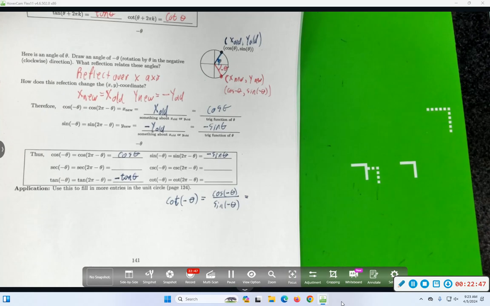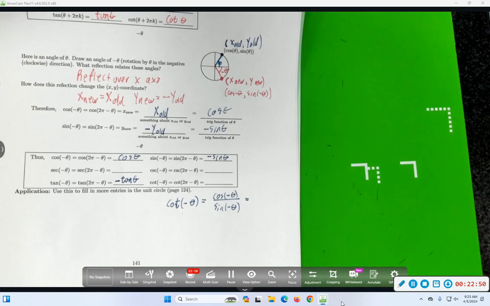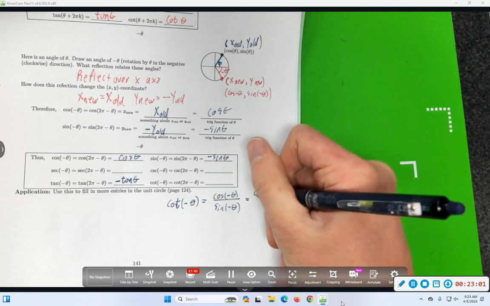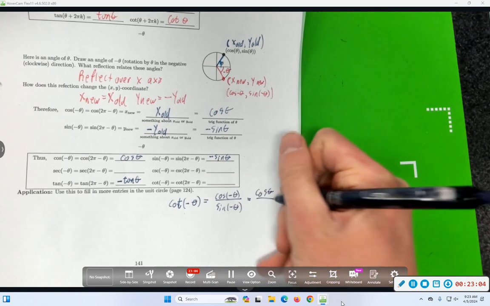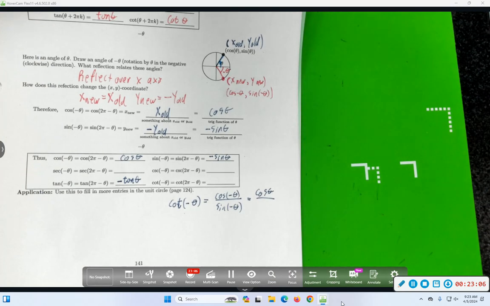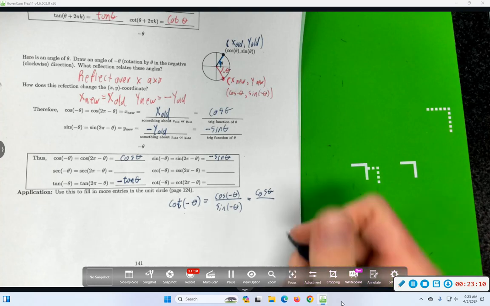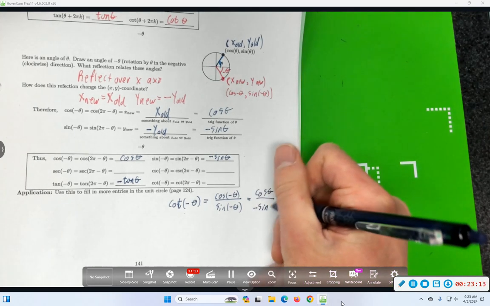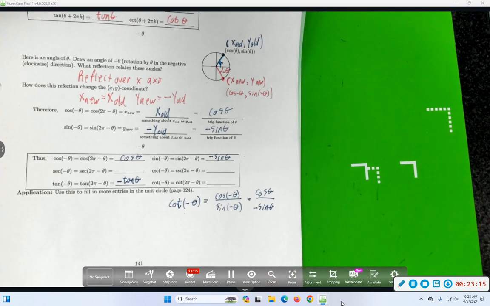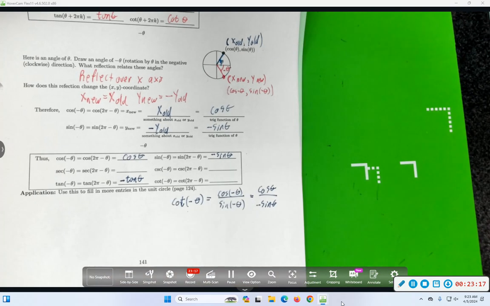So let's work with that. Do I already know what happens when I see a negative inside of cosine? Yeah, what happens? It's just cosine. So the numerator of this is just cosine of theta. How about the denominator? It becomes negative. So the negative pulls out of the parentheses. Sine of negative theta is negative sine theta.